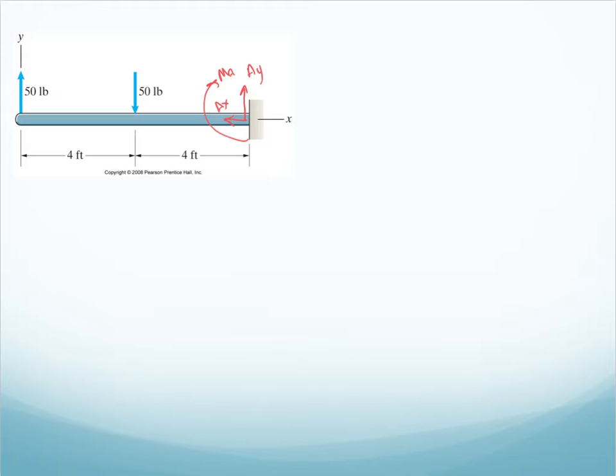So if we apply our equations of equilibrium, the forces in the x direction are 0, so AX is 0, and the forces in the y direction are 0, so we have 50 positive, 50 negative, plus AY. So this is one of those interesting situations where AY is equal to 0. Didn't expect that.